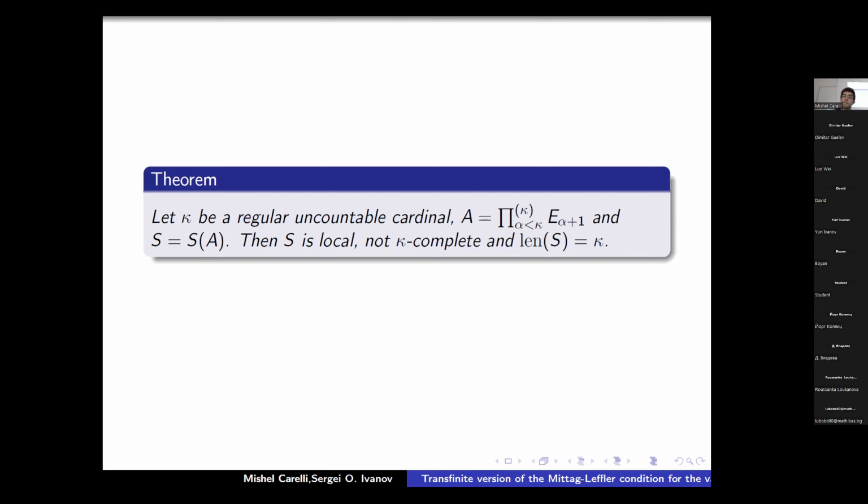The punchline, as I said, is that it's not complete, because any local sequence would be lambda-complete if lambda has countable cofinality. But we prove that for the other ordinals we can't say that.